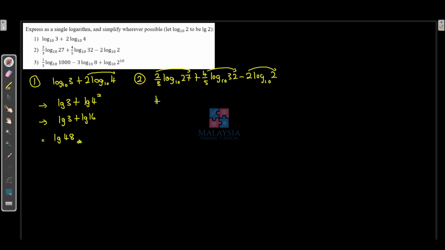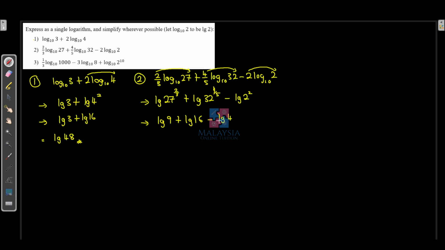So then you will get what? Log 27 to the power of 2 over 3. You know that power of 2 over 3 means you are going to be cube rooting the 27. So cube root of 27 is 3. So we can straight away write log of 3 squared, that is going to be 9. If you are unsure, you can use your calculator to check, no problem. And then plus log of 32 to the power of 4 over 5. Again, the fifth root of 32 is 2. So 2 to the power of 4 is 16. So plus log 16. And then minus, this is going to be log of 2 squared, which means log 4.